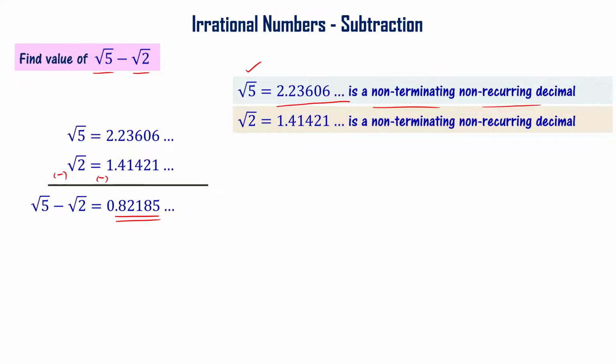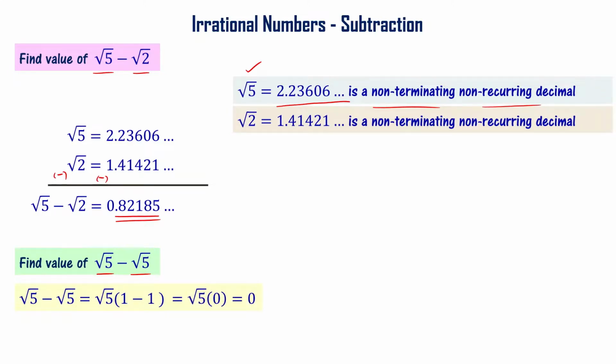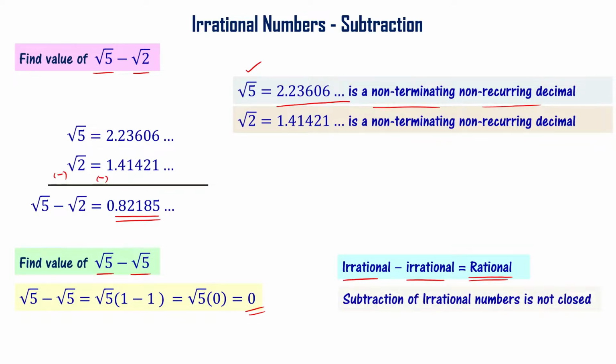Answer is no. Why? Because I can take this example. Find the value of root 5 minus root 5. Root 5 minus root 5 is 0, right? It is a rational number. When I subtracted, in this case, an irrational number from another irrational number, I got a rational number, right? For that reason, I say that subtraction of irrational numbers is also not closed.